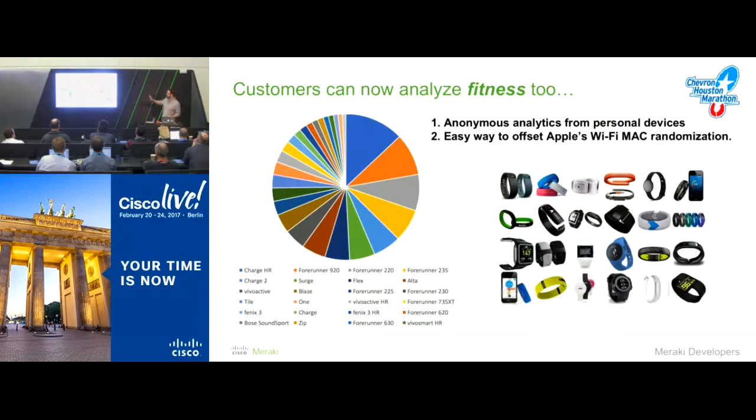This also is anonymous, so we don't know who those fitness trackers belong to. But you can see which fitness tracker is more popular than the others. So we did the Houston Marathon, and we were able to see the Charge HR was the number one fitness tracker in that marathon. But the 4Runners, three different 4Runners were the next follow-up. So 4Runners clearly getting a lot of traction, but you can't see it by brand there, but you can see that there's a lot of different Fitbit versions in there.